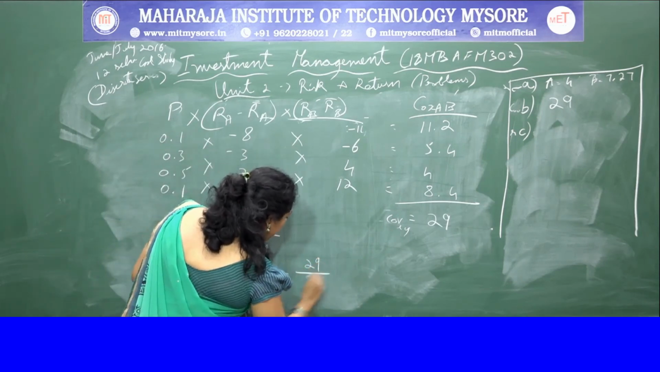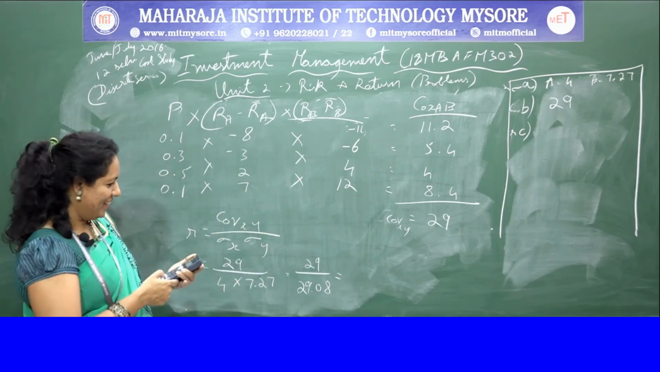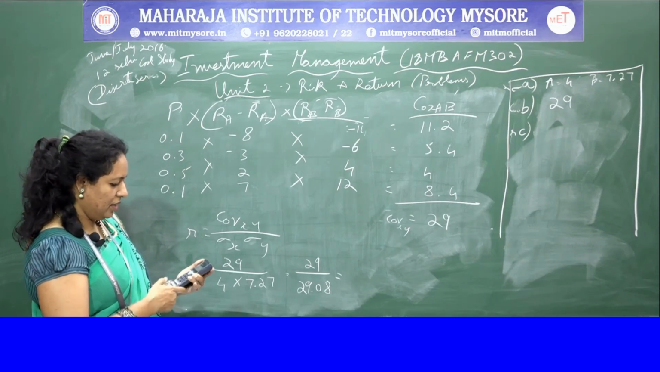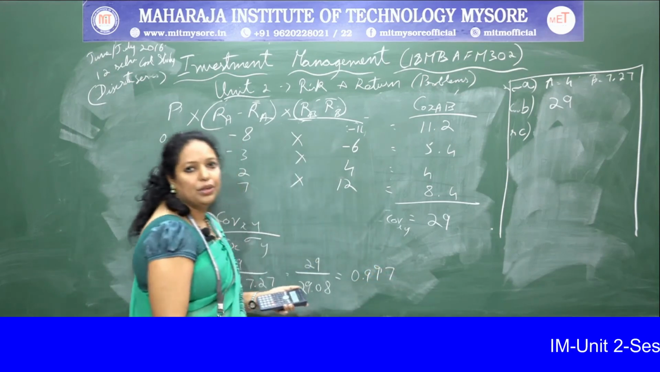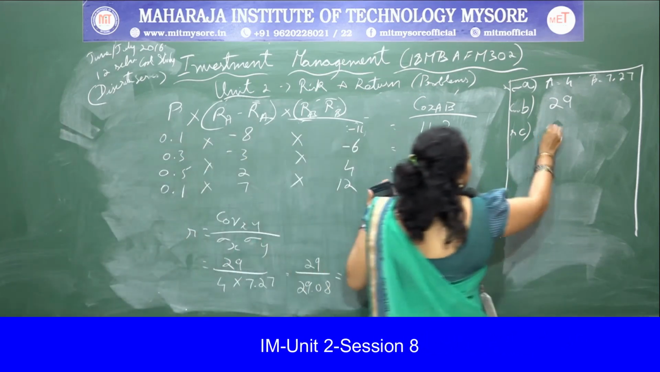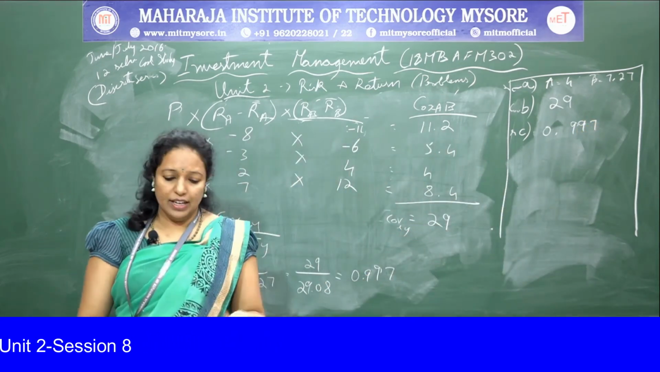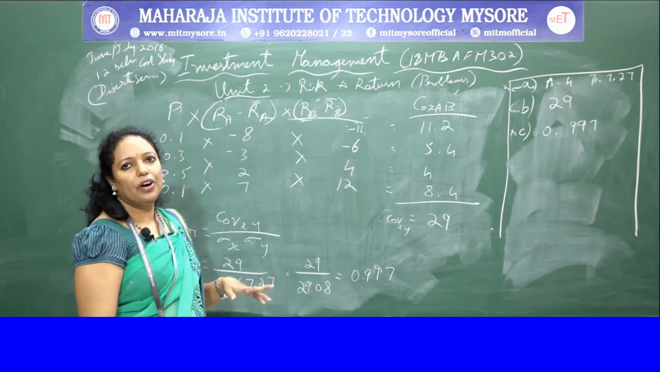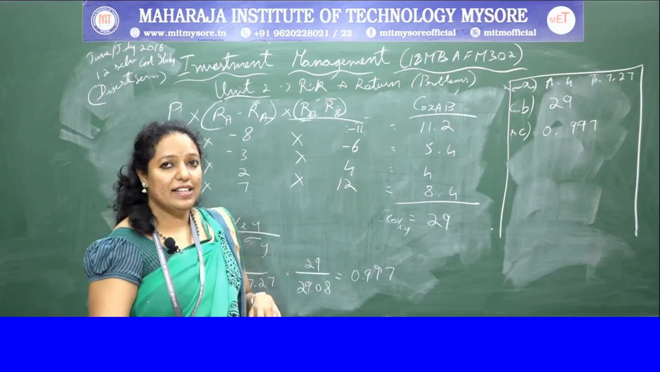29 divided by 29.08. It's quite nearby. So 29 divided by 29.08, you get 0.997. So the answer for the third is R is 0.997. One thing you might have observed here is that it will never cross 1. That is, it might be either minus 1 or plus 1. It will not cross. Okay, this is what I have asked.